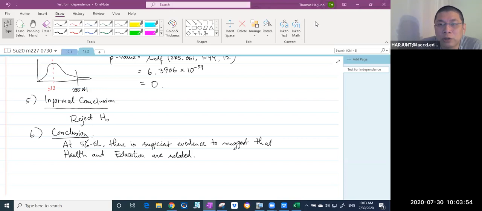What was the homogeneity test? Basically the same. Homogeneity test comes from the word homogeneous, which means if it is homogeneous, then they must be independent. That's the idea. If it is homogeneous, then the health condition is the same. The proportion of health condition is the same.